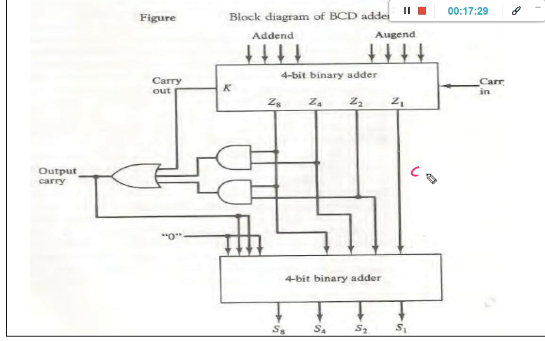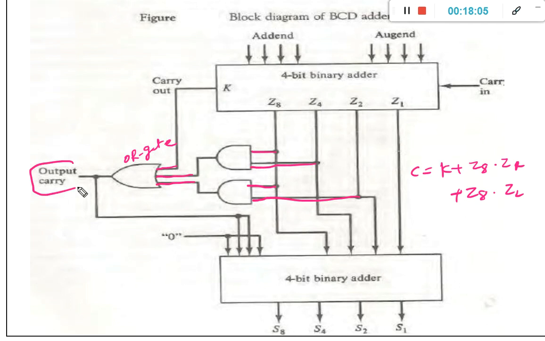Based on what we have seen in the previous implementation, how to calculate the C value? C is equal to K plus Z8 into Z4 plus Z8 into Z2. So we are going to use an OR gate here to find out the C value.